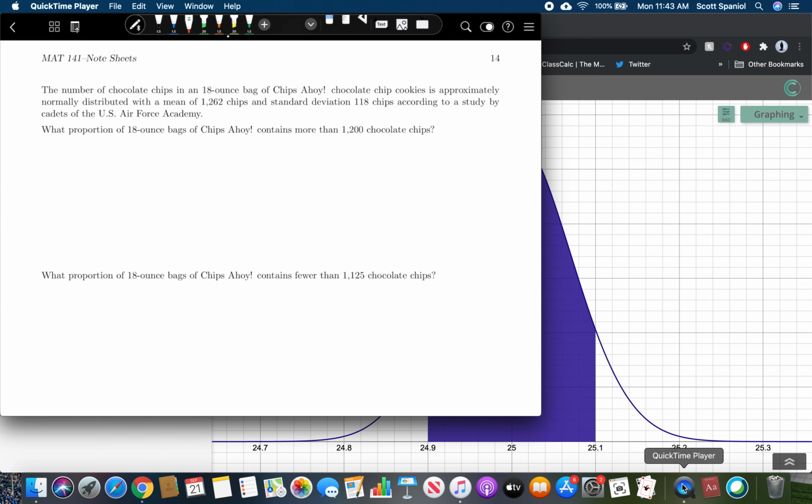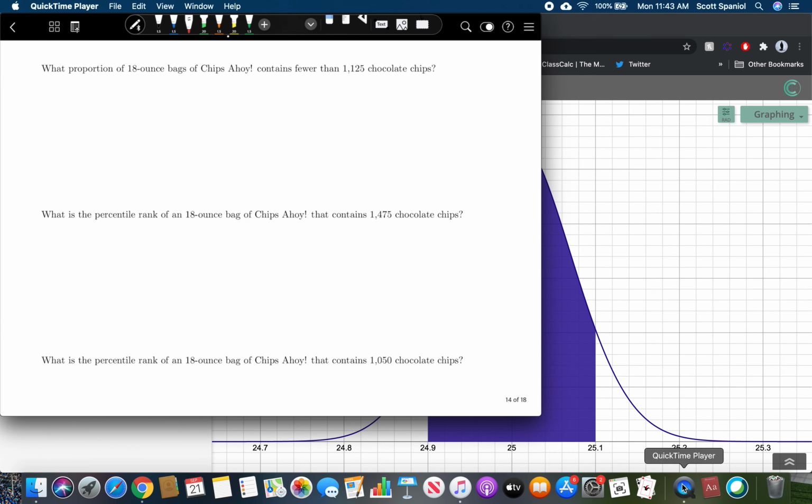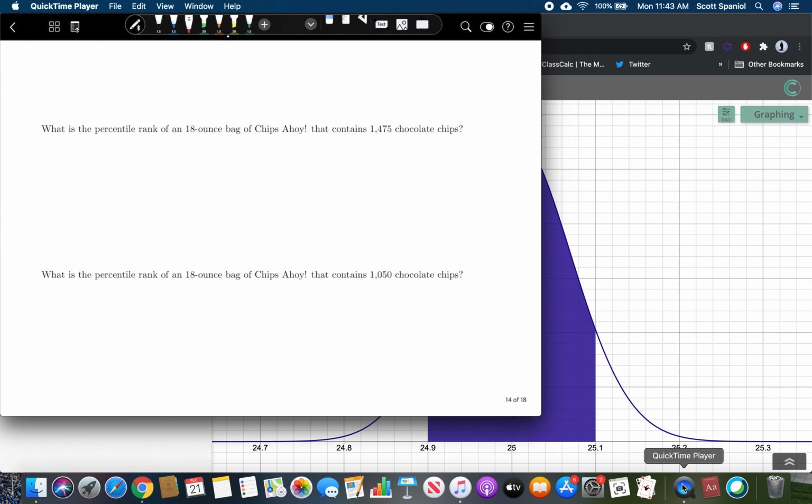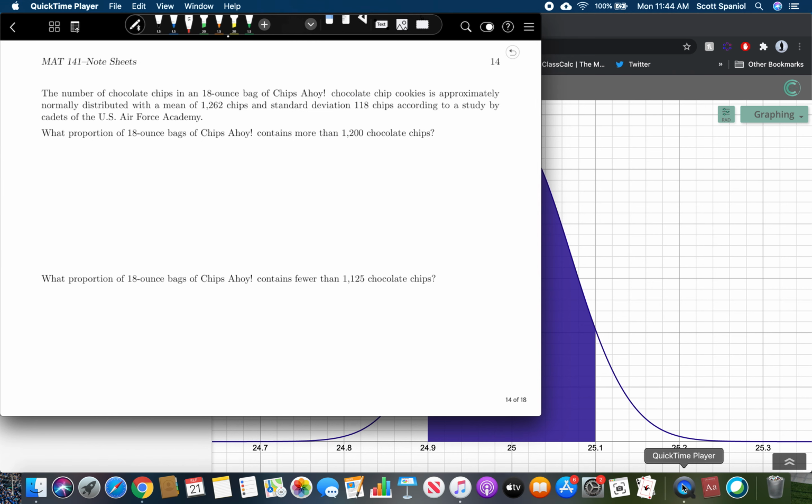And then on the next page, I just want to point one thing out here, which is I don't think we're going to do all these. It occurs to me that I didn't make this exactly the way I wanted, but I really want to talk about this idea of percentile rank, because these first two problems are just like what we just did.